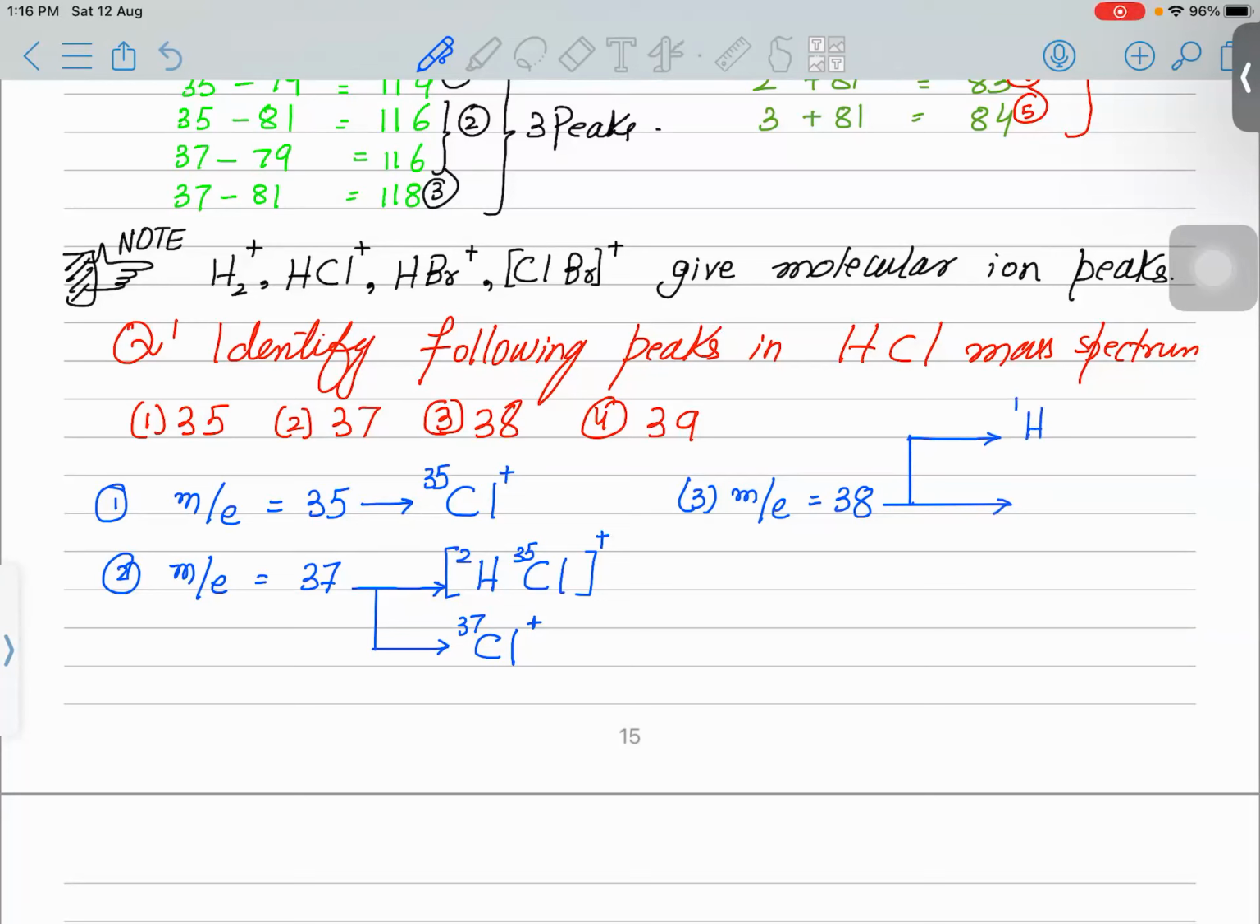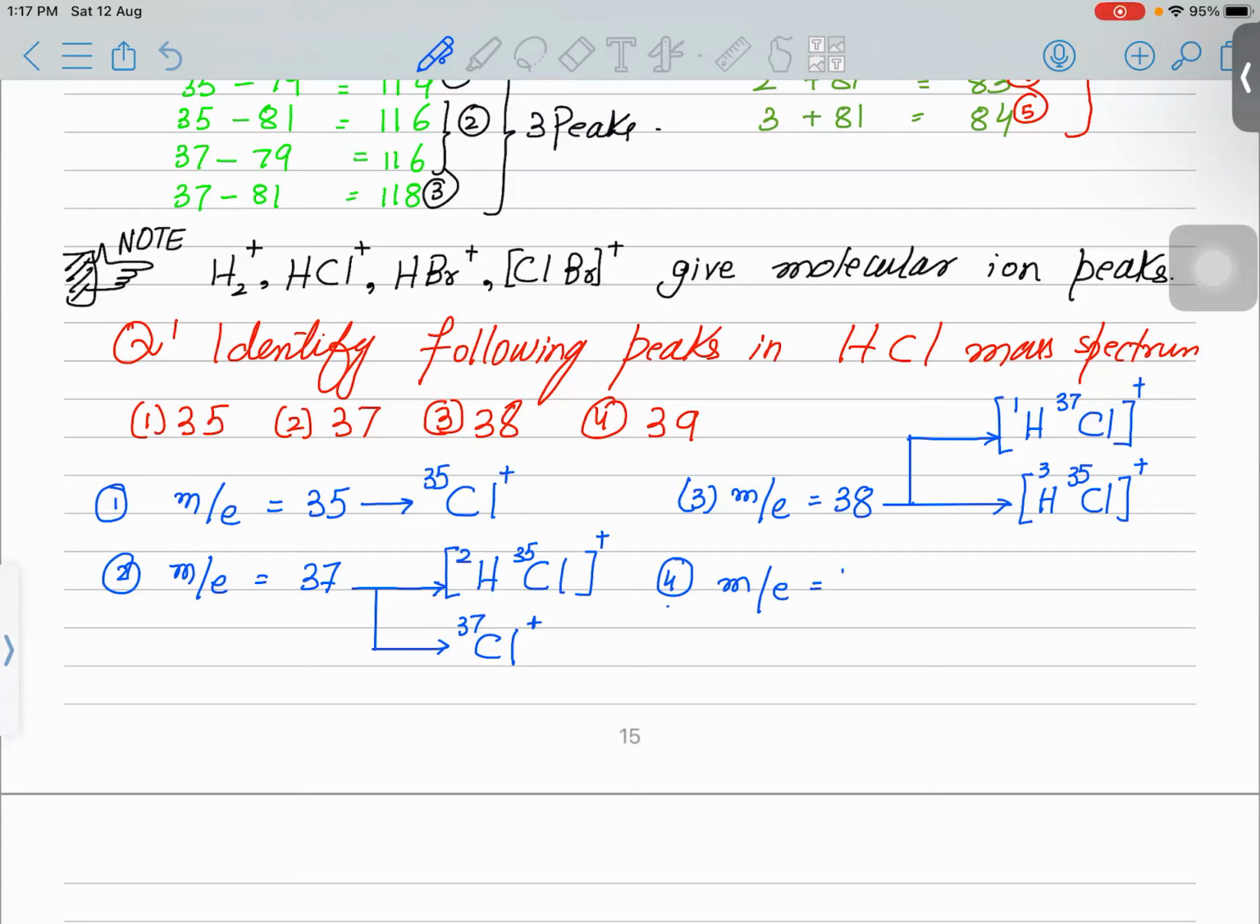First, hydrogen 1, chlorine 37 with the positive charge. Second option is hydrogen 3, chlorine 35. Very good. Now the last one. Sir, what about 40? Aren't there 5 peaks for HCl? Yes, you have 5 peaks, but the examiner asked about 4. It depends on the examiner.